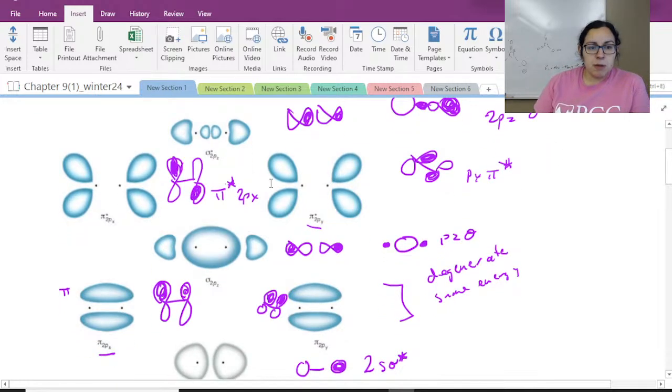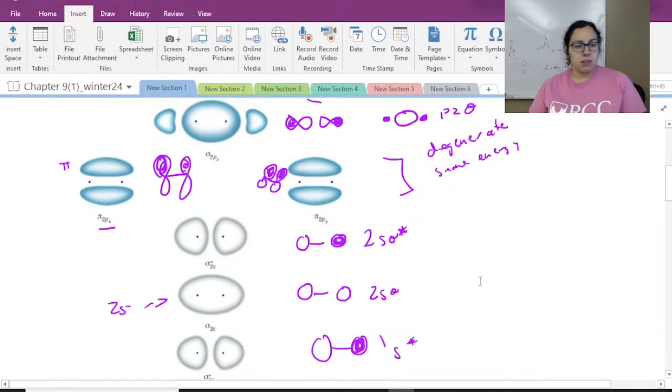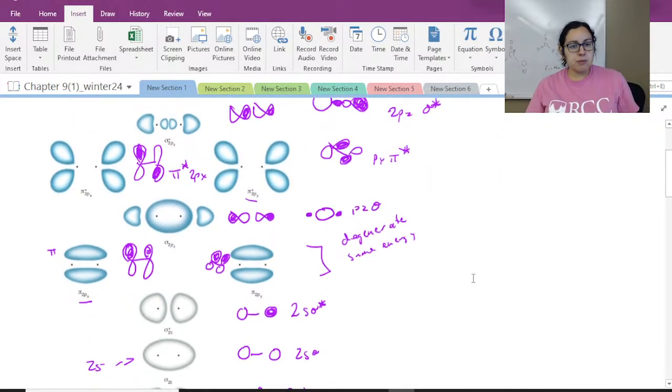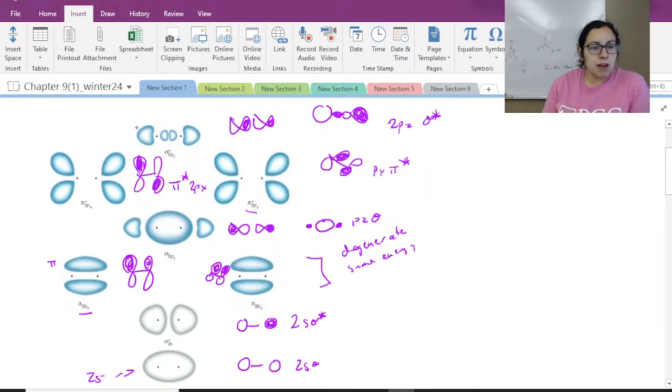Questions just about this general layout? You want to be comfortable recognizing what orbitals these are, and of course drawing them yourself. Questions, no questions?